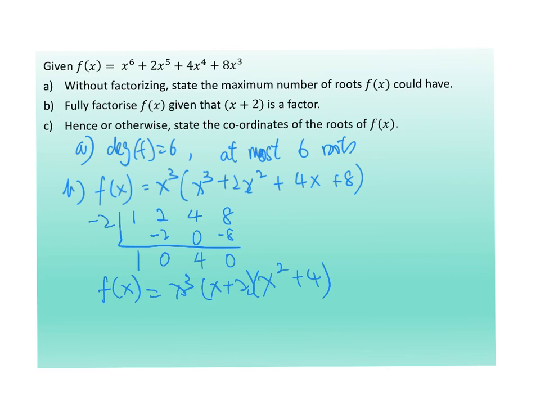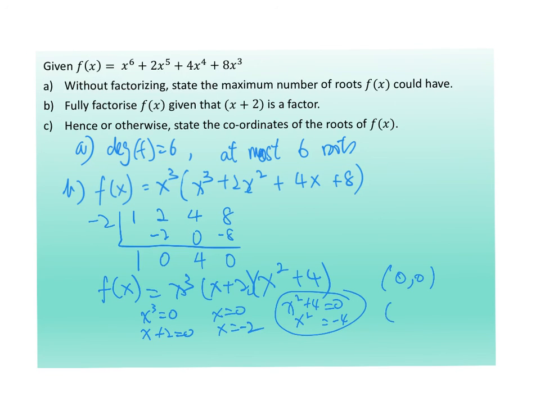I'm sorry. With that, you should actually write down the roots. All right. So the roots in this case: x cubed equals 0, x is 0. X plus 2 equals 0, x equals minus 2. X squared plus 4 equals 0, x squared equals minus 4. So this is no roots. So the roots are 0, 0, 0, and minus 2. That's all. All right?